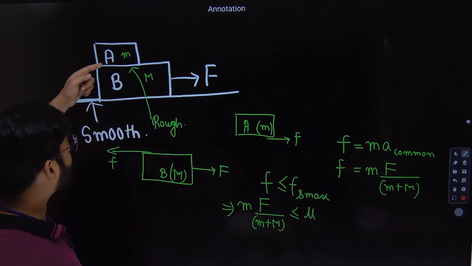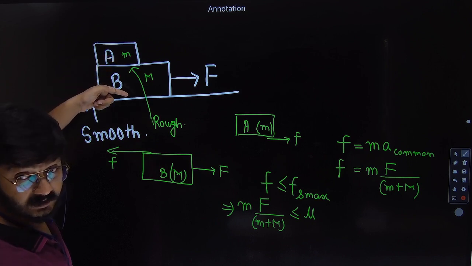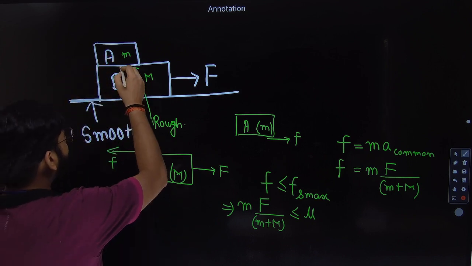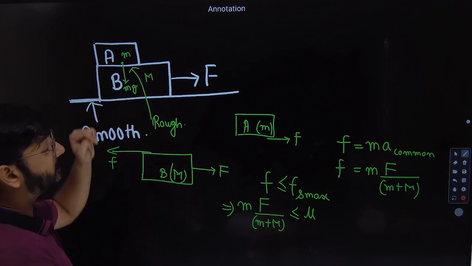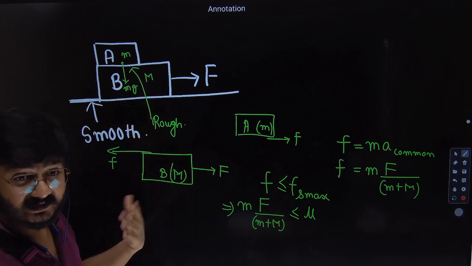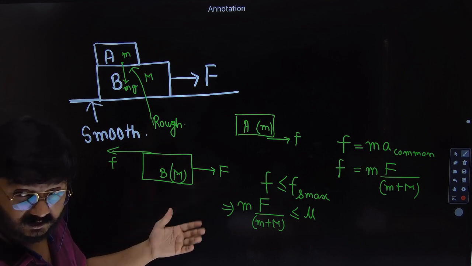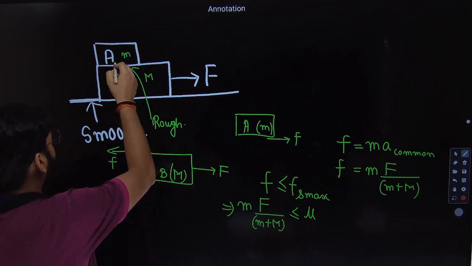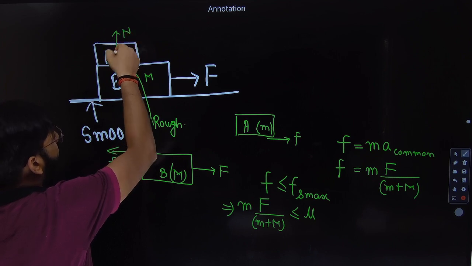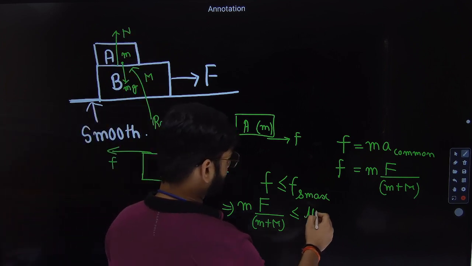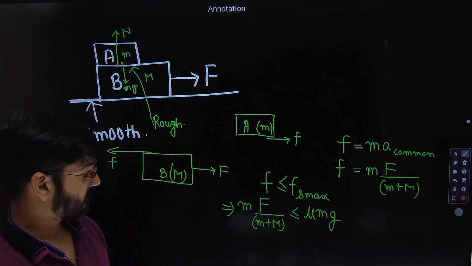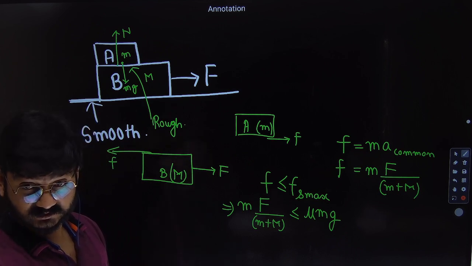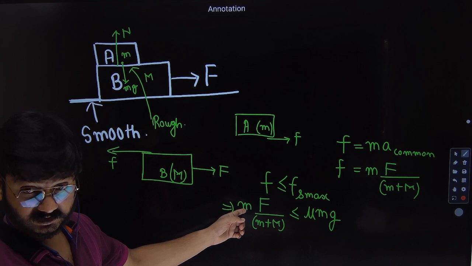So whose weight will be getting applied on B? A. So A's weight will be on B, mg. So what will B do? React by applying which force? Normal force. So what is the normal between A and B? Small mg. This is the calculation. Did you understand what you missed? You only missed mass. That's what I was telling.